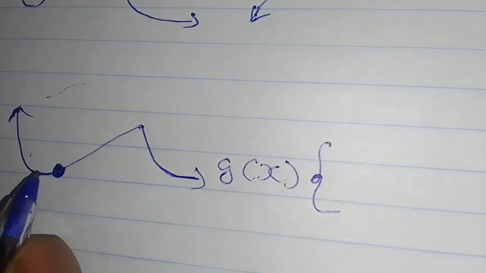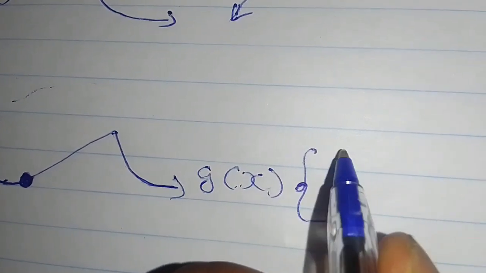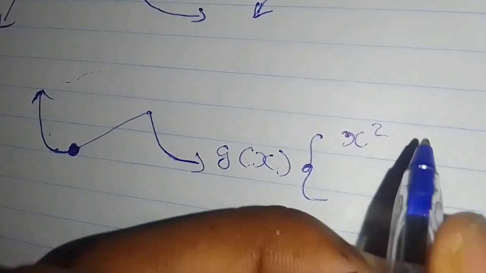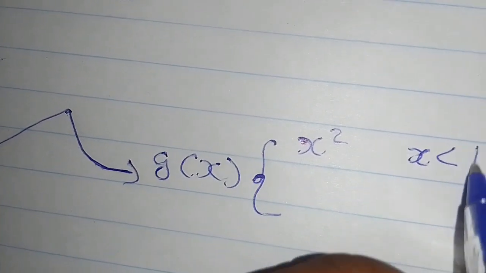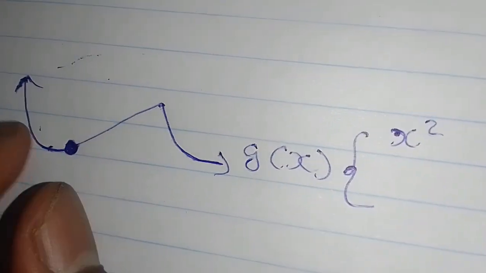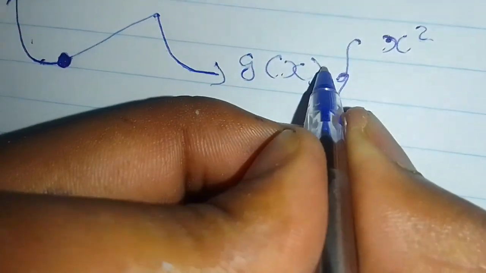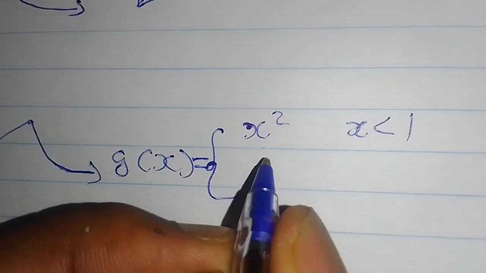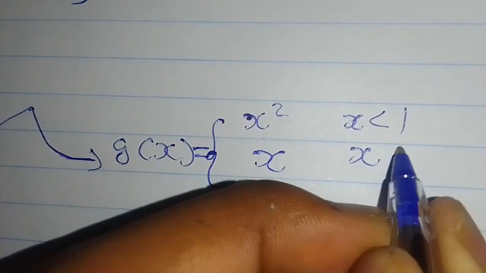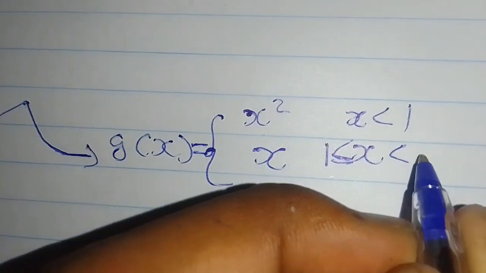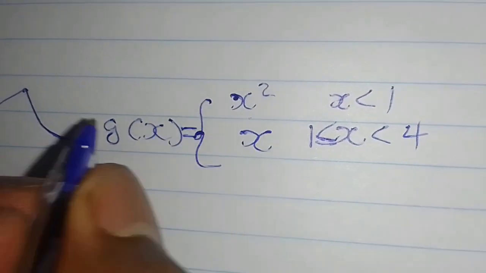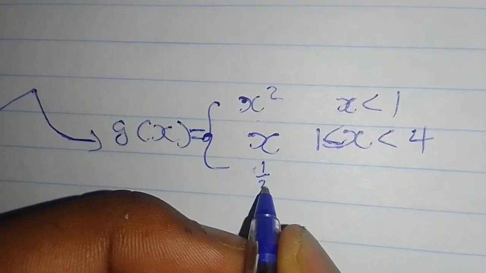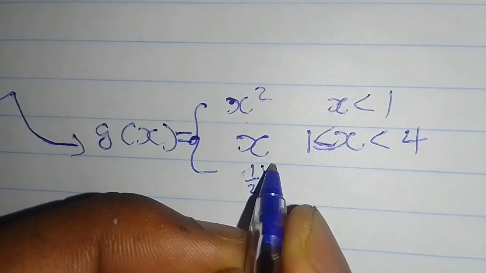g at x consists of certain functions, and here it's given by a parabola on a certain region. So we have region 1. Maybe it's given by x squared, and then we can define the region and say that x is less than 1, and that's when we define g at x as x squared. And then we can go ahead and set it equal to x for x between 1 and 4. And then we can say it's an exponential function. Let's say maybe we have one half to the power of x.